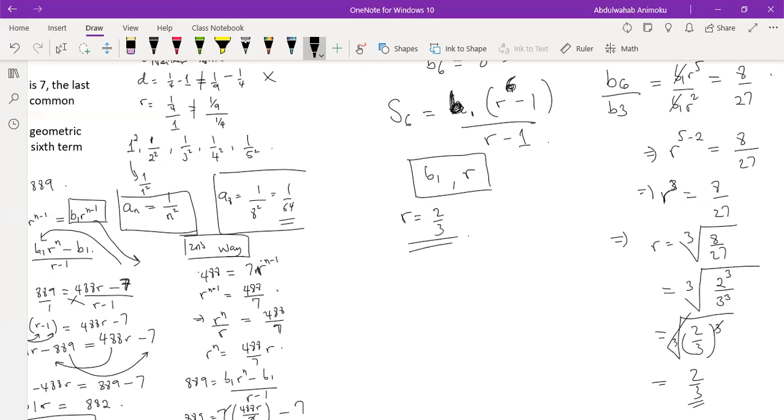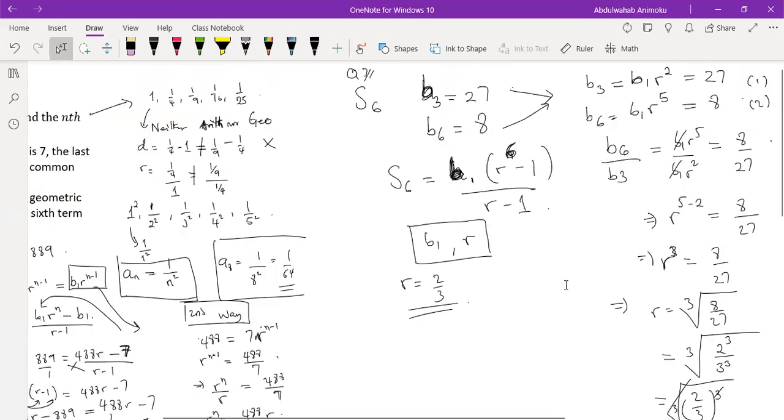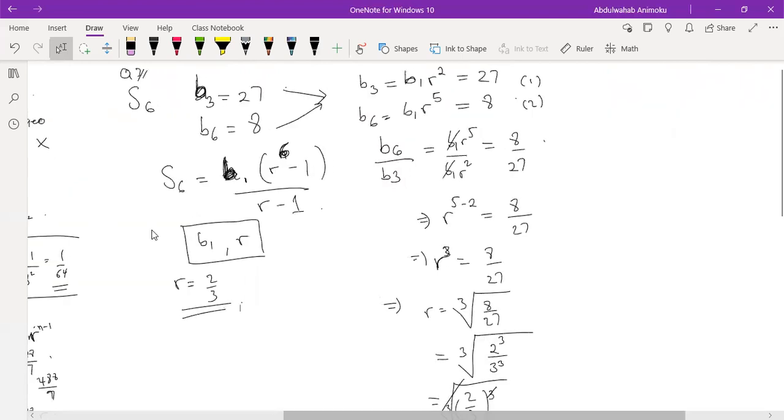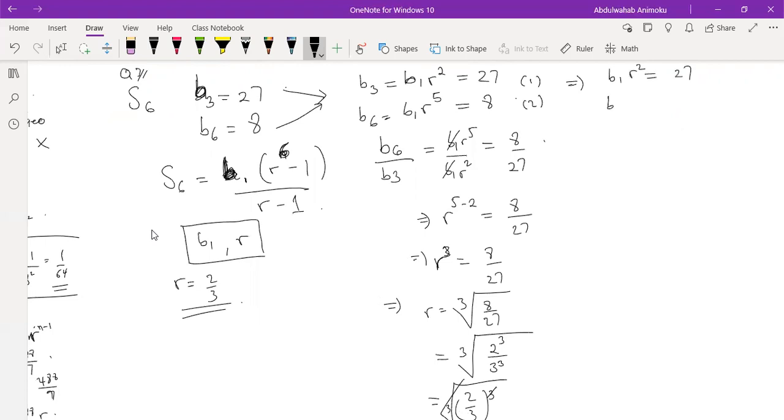Now we need to use this common ratio to find B1, right? So you can substitute this common ratio in any of the 2 equations that you have, right? So what does that mean? Substitute R into B3. So that will be B1 R squared, don't forget, is equal to 27. So which means B1 times 2 over 3 squared equal to 27. So that's B1 times 4 over 9 equal to 27, which means B1 is 27 times 9 over 4. So you just cross multiply and divide by 4, right? That would give you this.